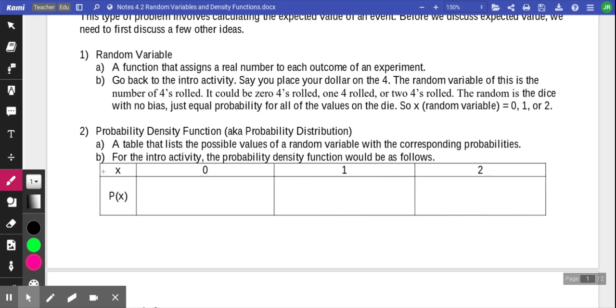Usually you'll see that as a capital X. Sometimes you'll have a lowercase x. But when we use random variables, we usually use a capital letter to represent that random variable. So our random variable, again, can represent that you rolled that number that you chose 0 times. You could have rolled it 1 time, or you could have rolled it 2 times. Now what we need to do is come up with the probability of this.